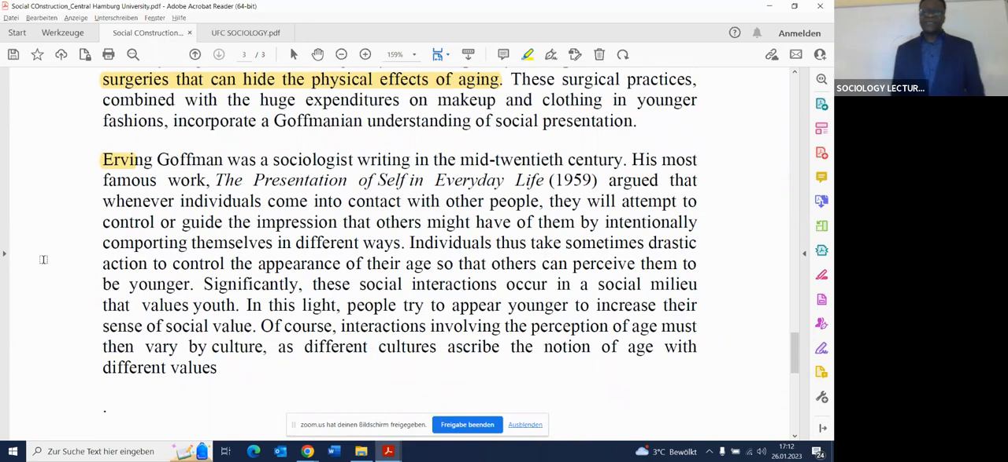Individuals thus take sometimes drastic action to control the appearance of their age so that others can perceive them to be younger. Significantly, these social interactions occur in a social milieu that values youth. So youth in the Western world has always been gaining the upper hand of recognition. Of course, interactions involving the perception of age must then vary by culture, as different cultures ascribe different values to the notion of age.